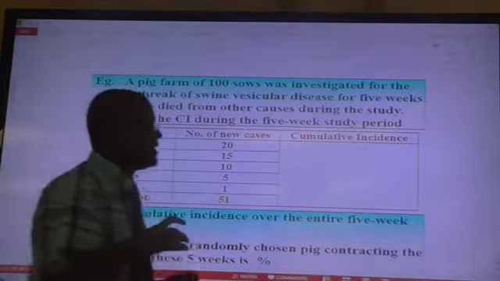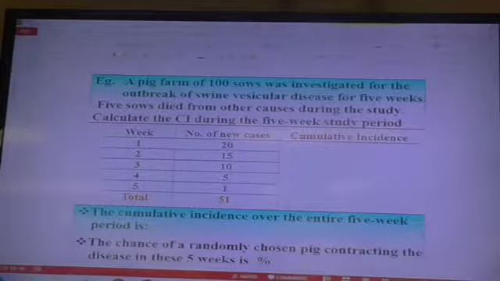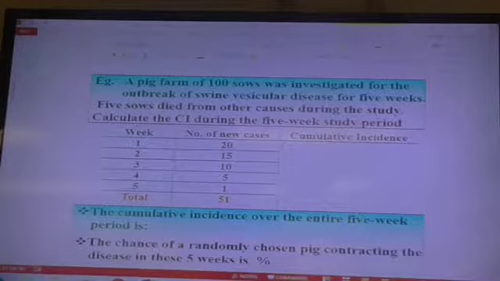So what you do in this case is, the numerator will not change, because a 51 case is okay. What will change is your denominator. You started with 100 sows.